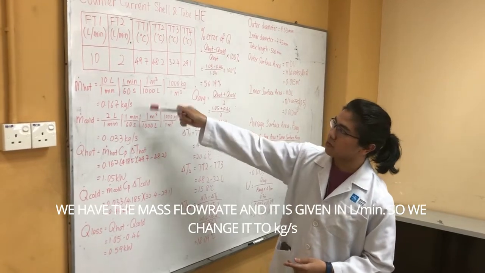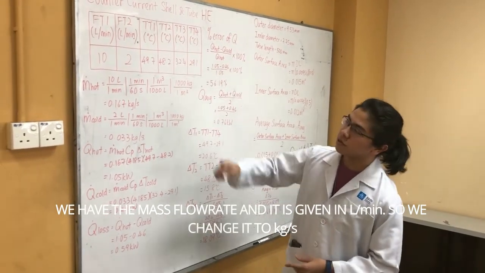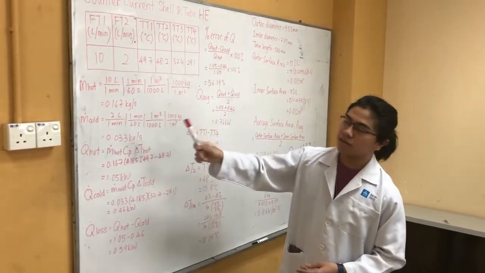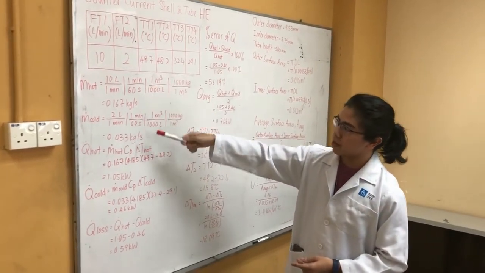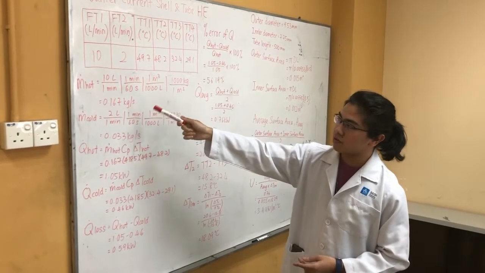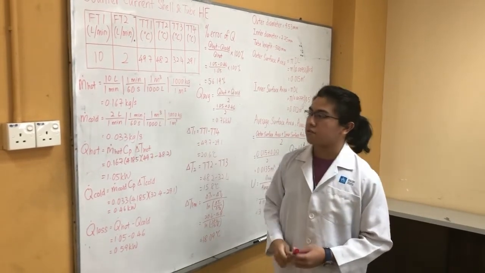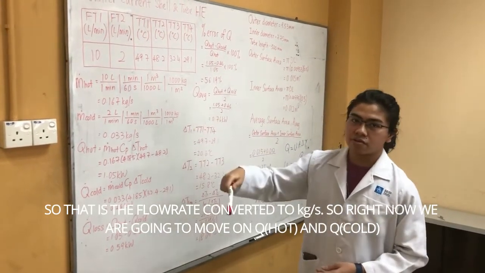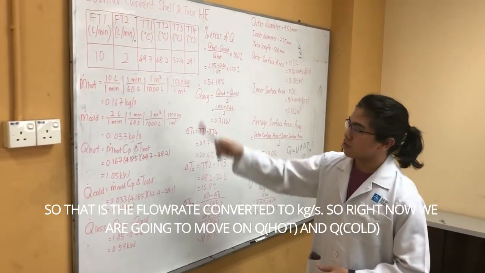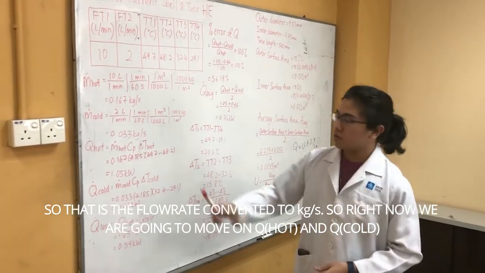Mass flow rate is given in liters per minute, so we have to change it to kilograms per second. We converted it through this method, and we got 0.167 kilograms per second and 0.033 kilograms per second. So that is the flow rate converted to kilograms per second for that equation. Right now we're going to move on to Q hot and Q cold.